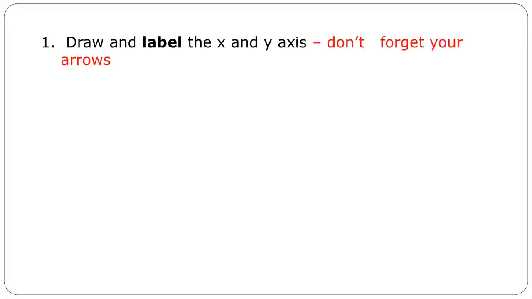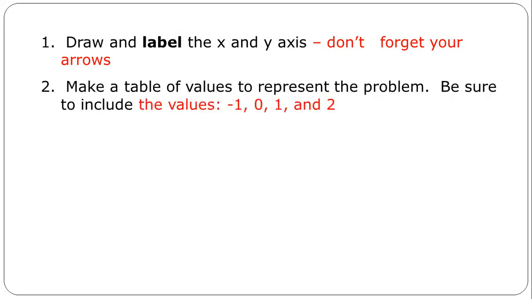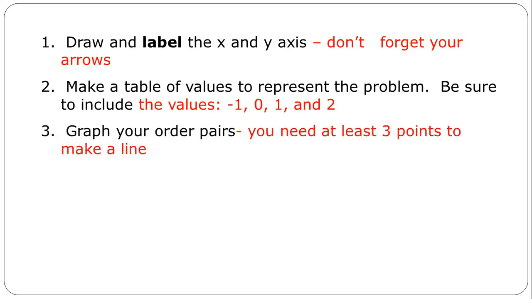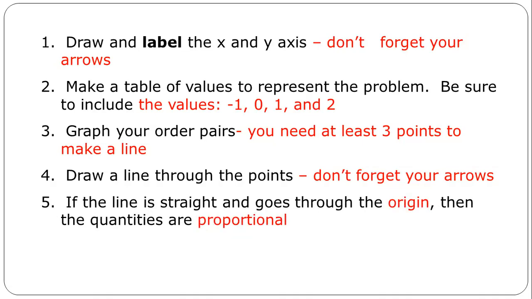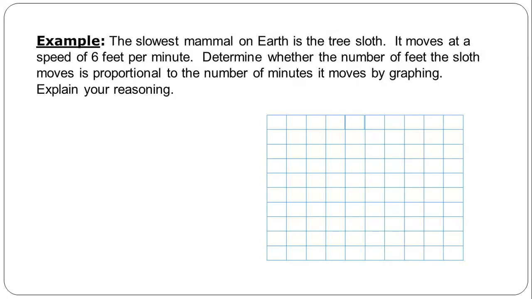So, steps for graphing. First, draw and label the x and y axis. Don't forget your arrows. Make a table of values to represent the problem. Be sure to include the values -1, 0, 1, and 2. And then graph your ordered pairs. You need at least 3 points to make a line. And then draw a line through the points. So, pag connectahin mo na lang yung points, then do not forget your arrows. If the line is straight and goes through the origin, then the quantities are proportional.